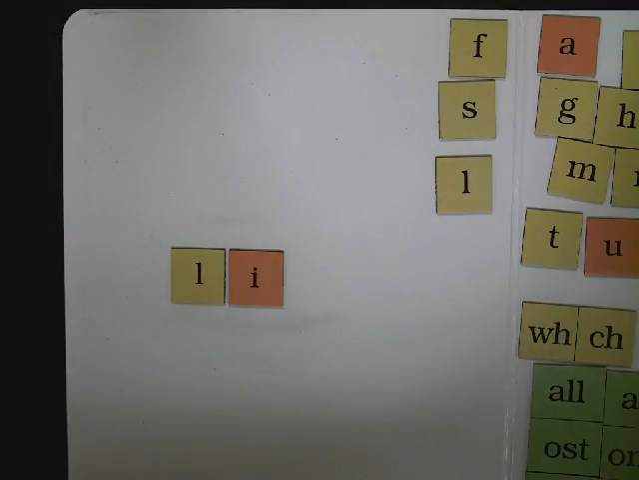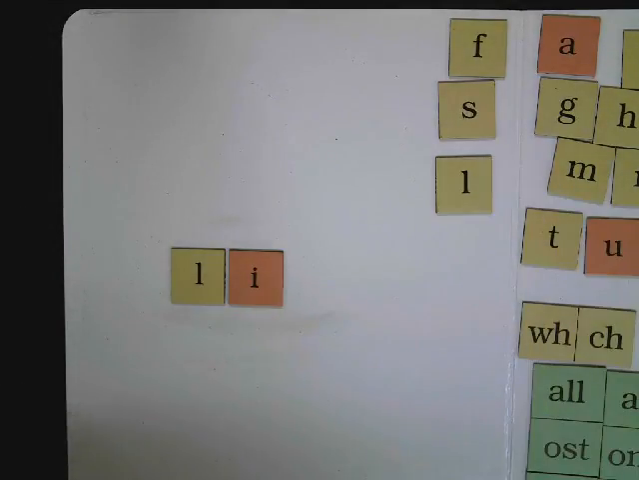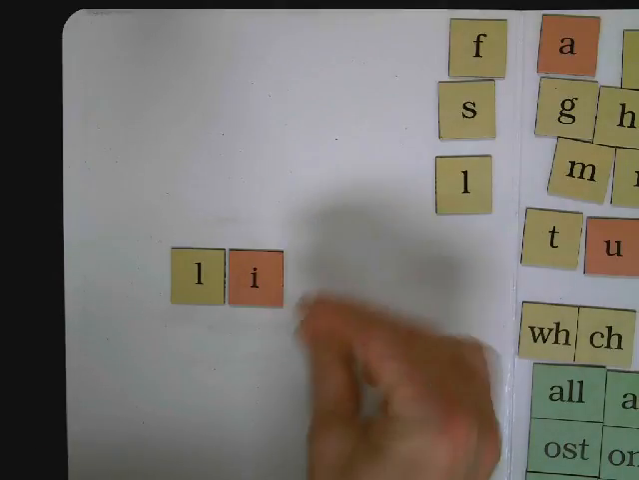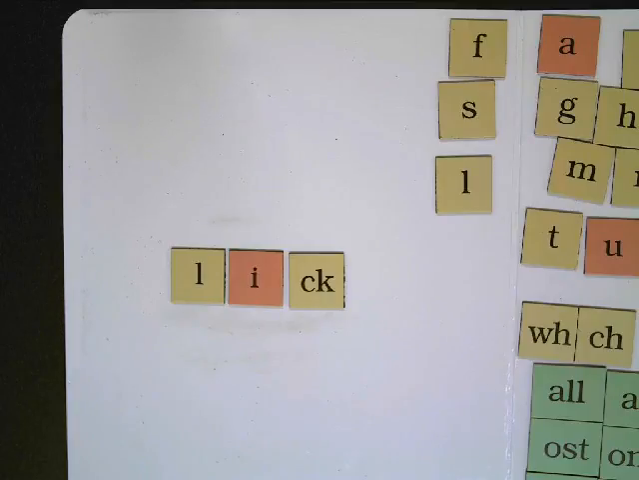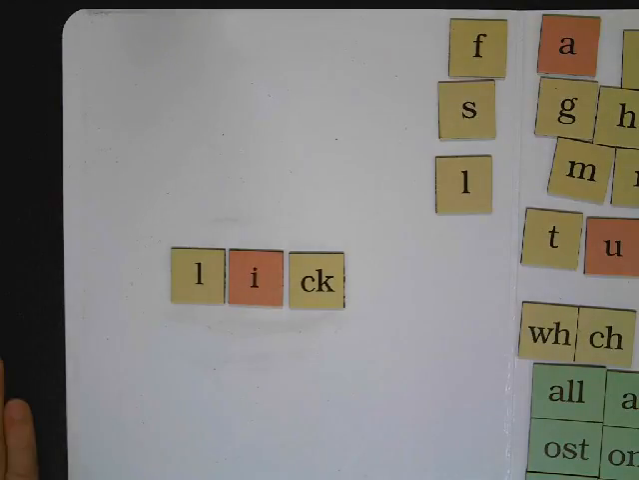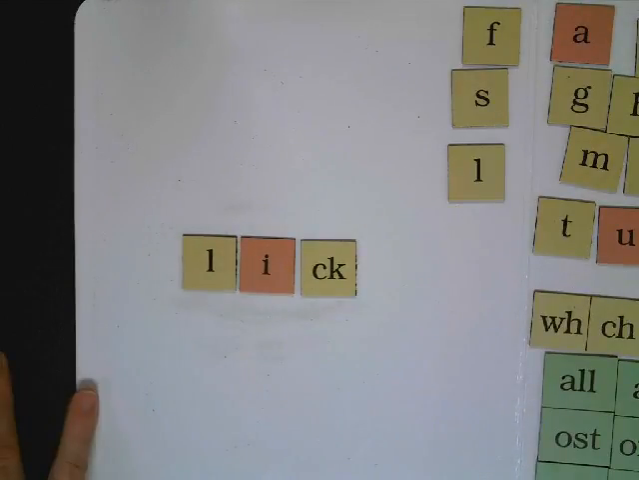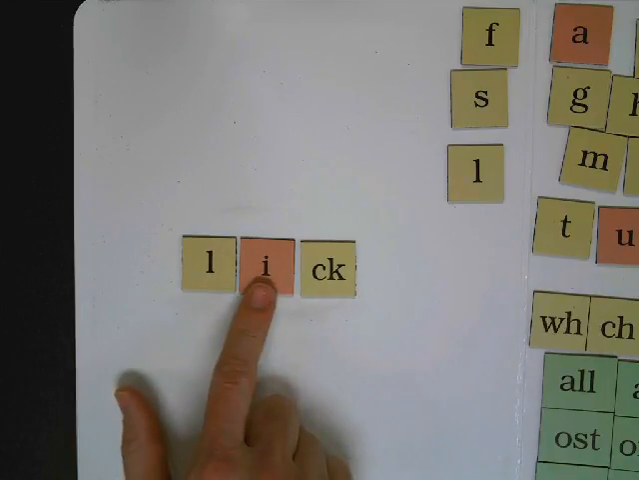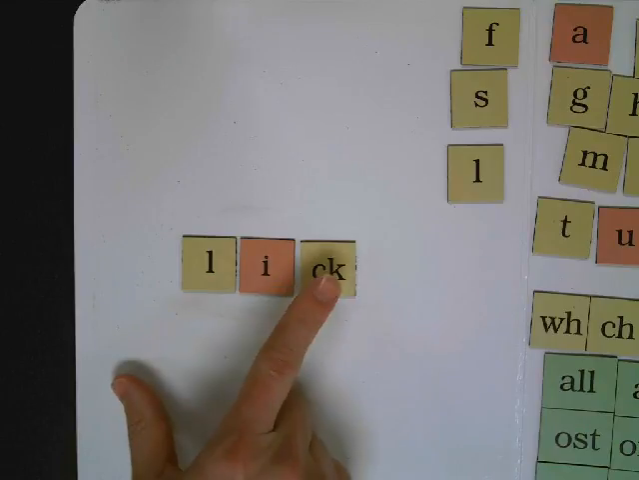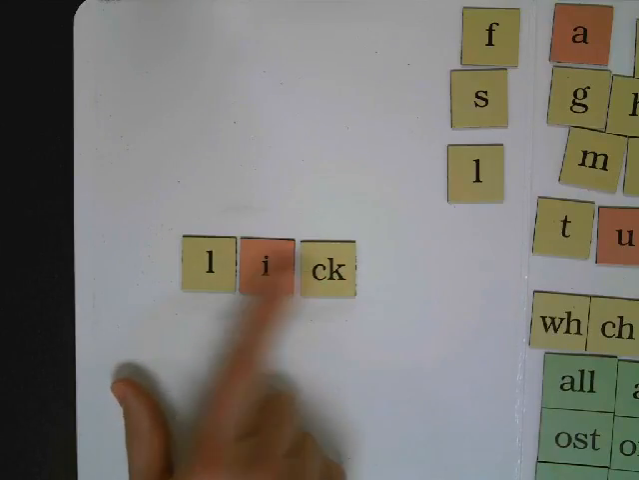Now, if you have a C, or if you have a K, you have a problem. Why do you have a problem? You need a CK. Now think to yourself, why do you need a CK at the end of that word? Let me tell you why. Two reasons. It has a short vowel. If it has a short vowel, the CK goes at the end. Also, it's not only because it's a short vowel, it's because it's one syllable.